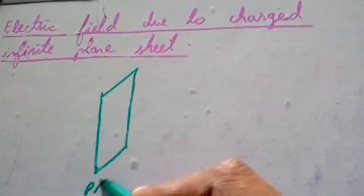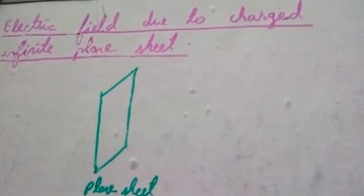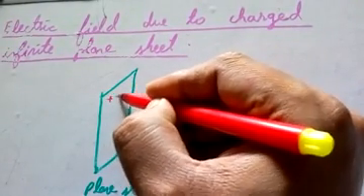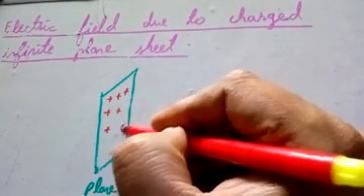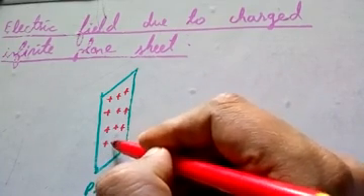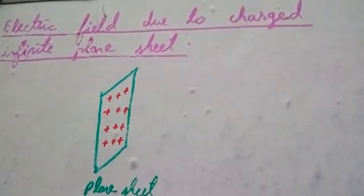Let me write down, this is a plane sheet. Plane is flat. Then we are giving positive charge to it. We can also give negative, but for this example we'll take positive charges. So we've given a lot of positive charges to this.